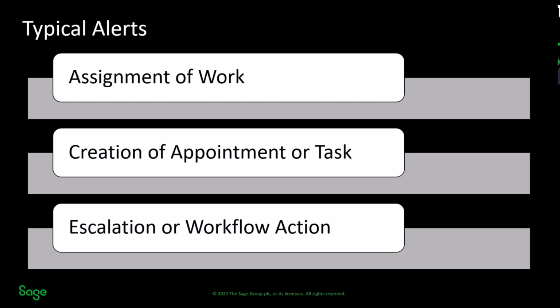But it's the same sort of thing, because escalation rules are time-based checks against the state of data. They can be triggered by data that is changed as a result of a mobile user, and then cause other work to be assigned to them, or cause the creation of an appointment or a task or an escalation or another workflow action.